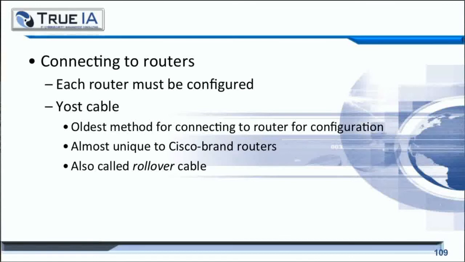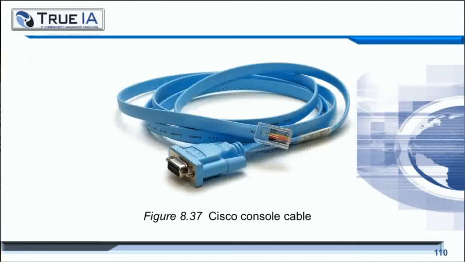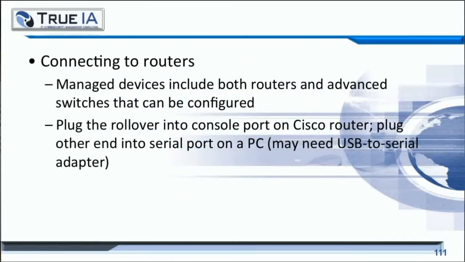You'll use what's called a Yost cable. It's the oldest method for connecting a router for configuration, almost unique to Cisco brand routers as well. You might also hear these referred to as a rollover cable. Here's a picture of a Yost cable or a Cisco console cable. You'll use the console cable to connect to the router. They're managed devices that include both routers and some of the newer advanced switches that can be configured.